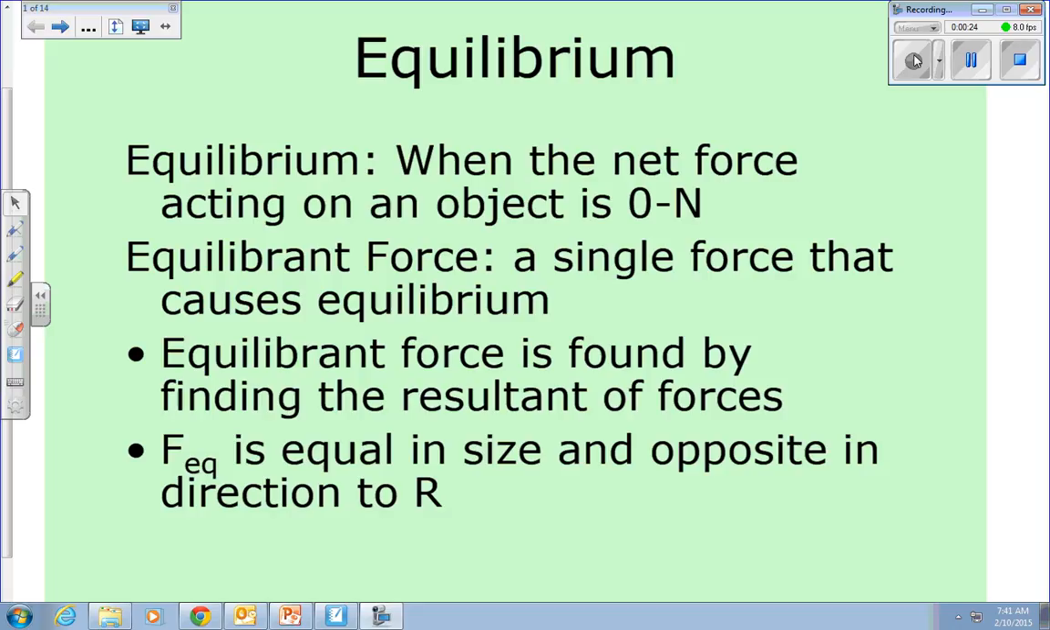So if you have 2 or more forces acting on an object at the same time, and you're able to find the resultant of those forces, the one force that you could add to it that would cause the resultant force or net force to be 0 is called the equilibrant force. And again, you find that by finding the resultant of the forces acting on the object, and the equilibrant force would be equal in size and opposite in direction to that resultant.